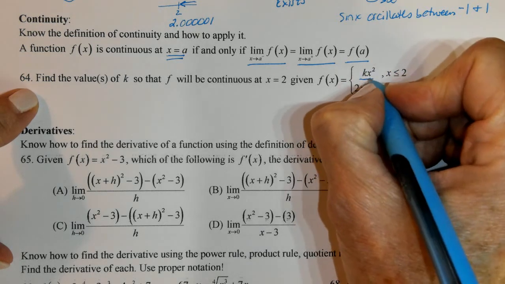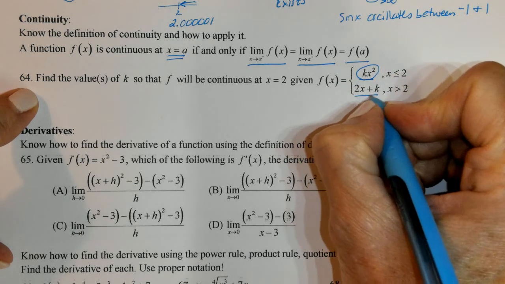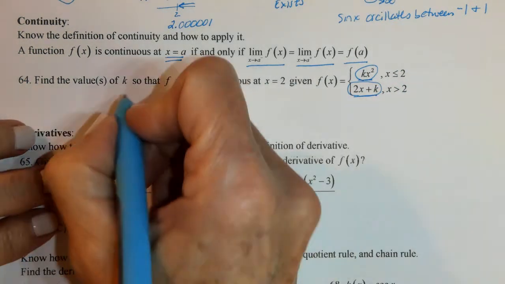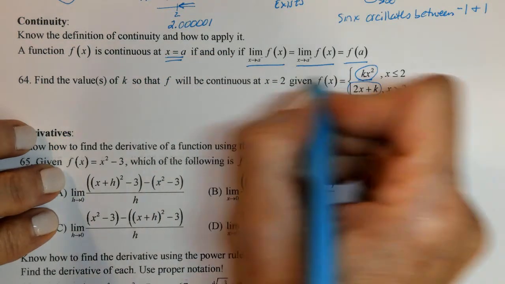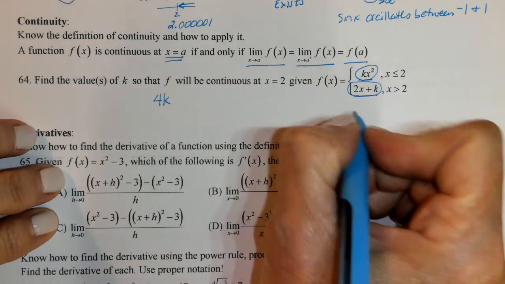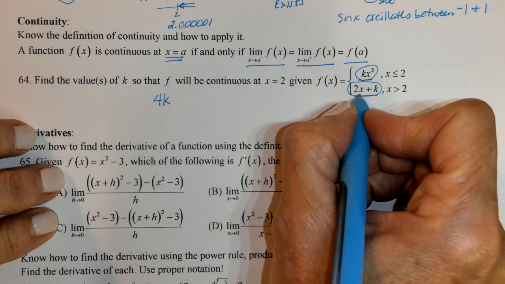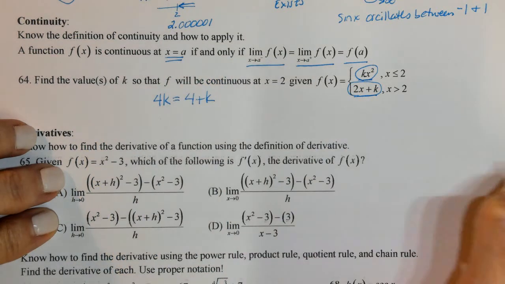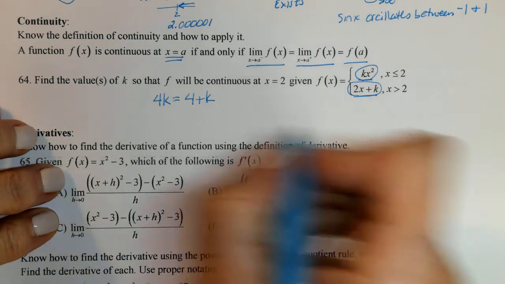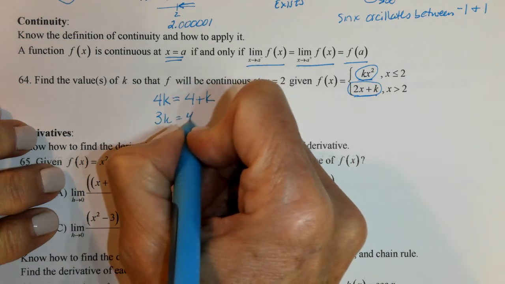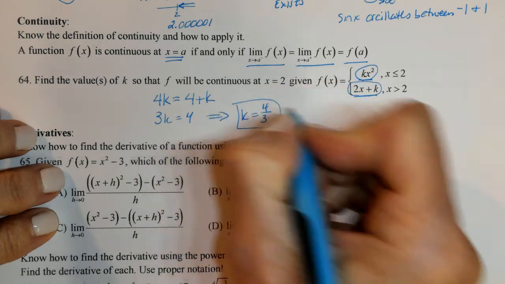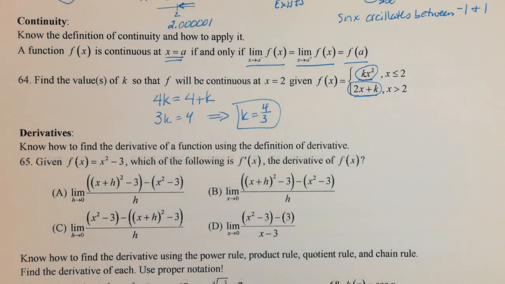We want to know, does this function equal this function when x is 2? So when x is 2, kx squared would be 4k. When x is 2, 2x plus 4 would be 4 plus k. We want to know what value of k makes those equal. So we'll have 3k is equal to 4, so k is 4/3. So 4/3, that's what value of k makes f continuous.